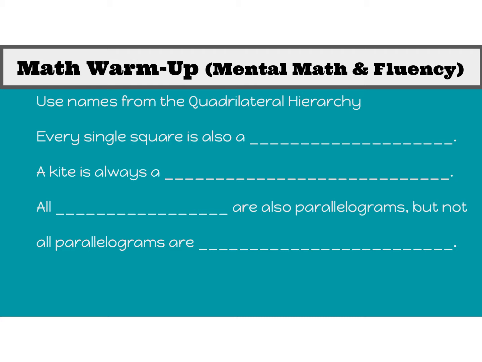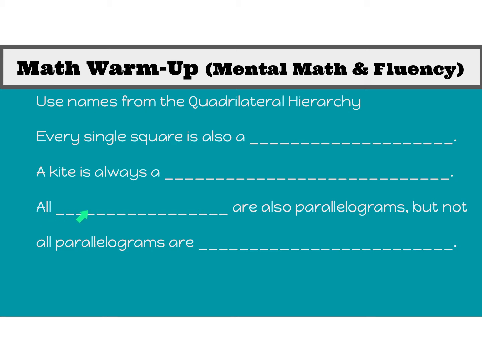Okay, so if we take a look at this first statement, every single square is also a blank. For this particular statement, you could have filled that in with kite, rhombus, rectangle, trapezoid, quadrilateral, or even parallelogram. Hopefully you got one of those. For our second statement, a kite is always a blank. For this one would be quadrilateral.